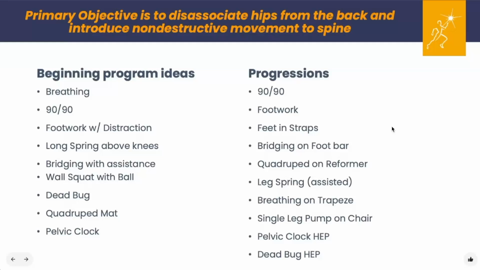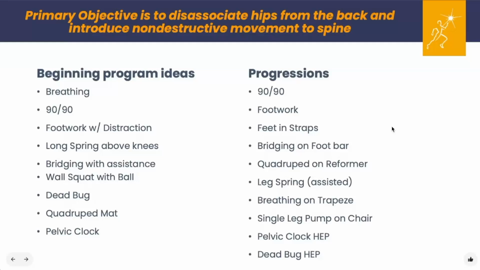In the progression, we still continue with that 90-90. That 90-90 is something that can eliminate a lot of the muscle guarding. So it's a very powerful exercise in the studio to get somebody to let go of all the global spasms and guarding that they have.